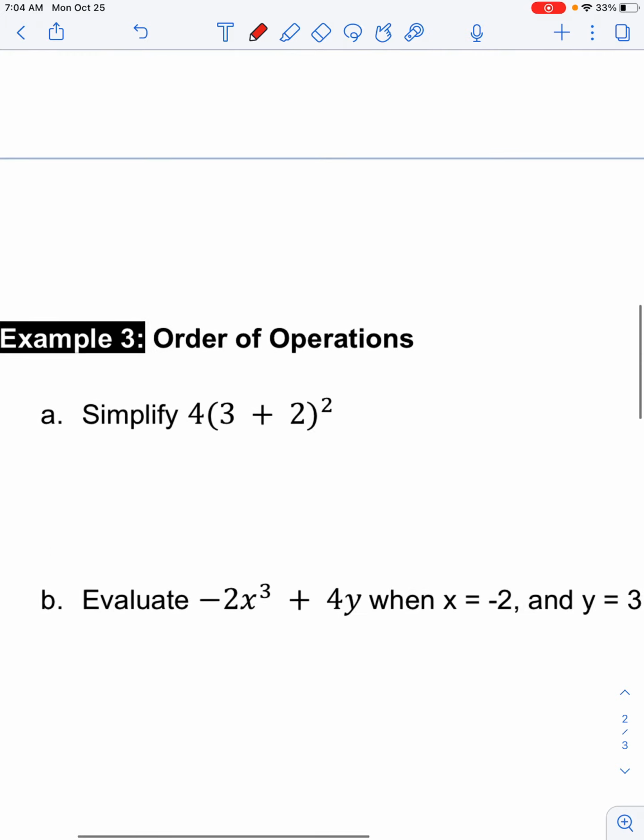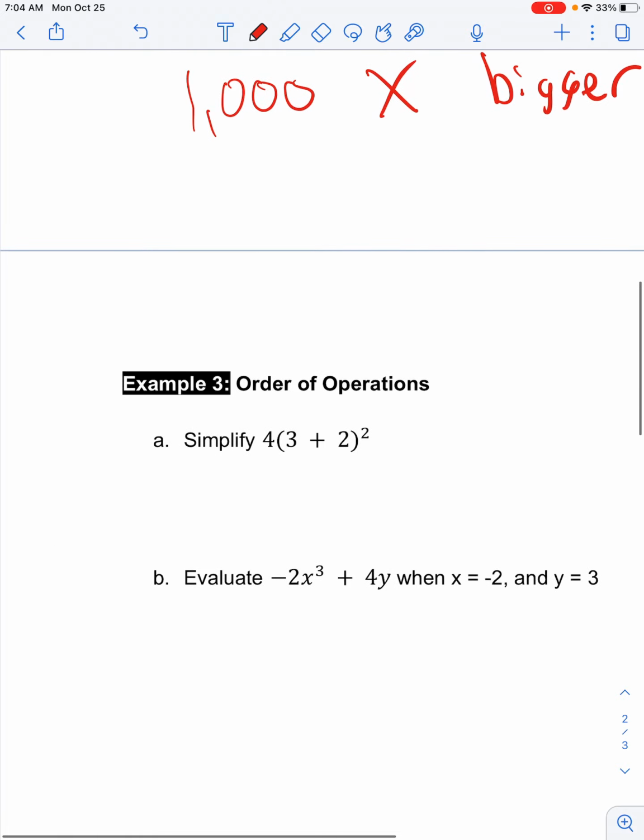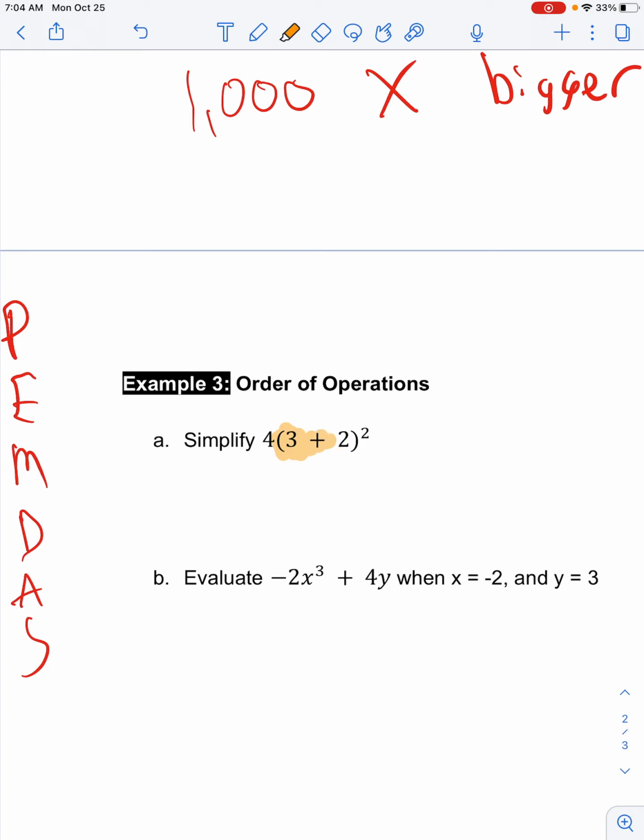And this is what we've led up to, simplifying using order of operations. I still want to follow PEMDAS: parentheses, exponents, multiplication, division, addition, and subtraction. I do have some parentheses first. So I'm going to simplify. I'm going to keep the 4 on the outside. 3 plus 2 is 5. And then I'm going to square it.